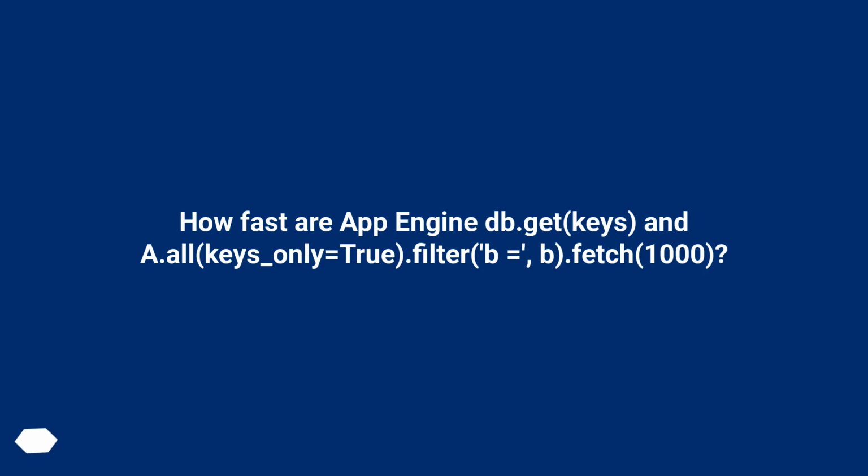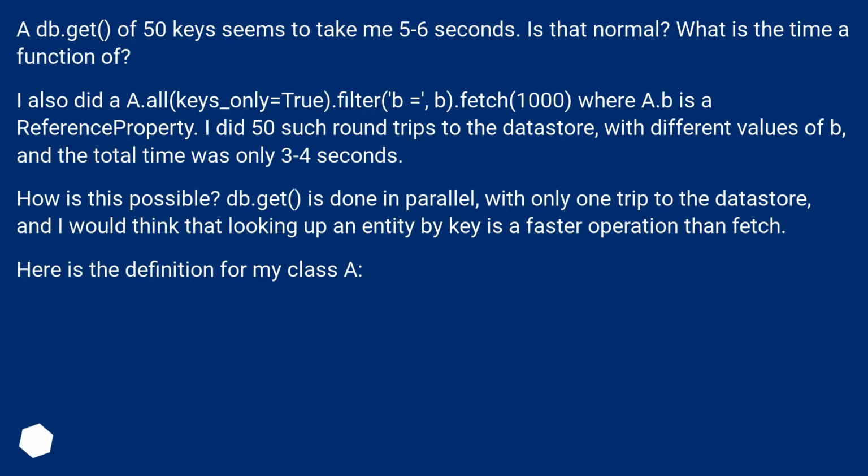How fast are App Engine db.get keys and A.all().keys_only=True.filter(b = b).fetch(1000)? A db.get of 50 keys seems to take me 5 to 6 seconds. Is that normal? What is the time a function of?